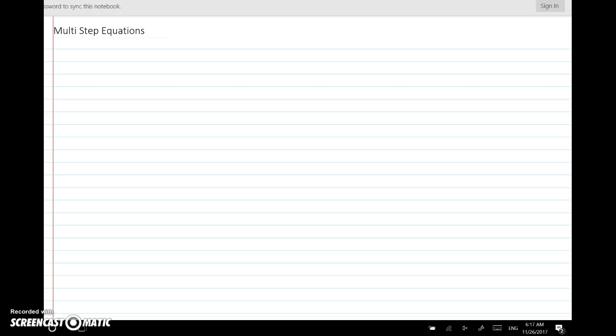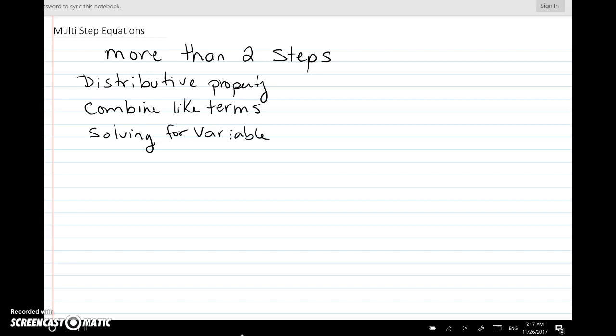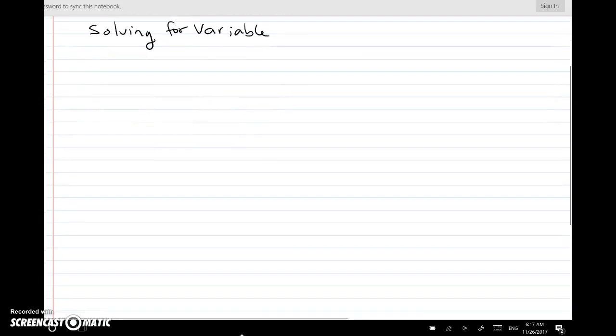Today we're going to take a look at multi-step equations. Multi-step means that there are more than two steps. We're going to see the distributive property here. We're going to have to combine like terms, and then do the normal solving for the variable. So lots of things can be happening here. Let's start with a nice simple problem.